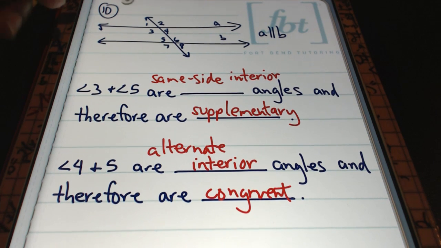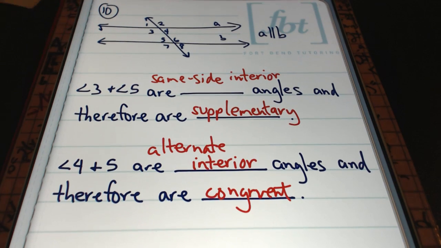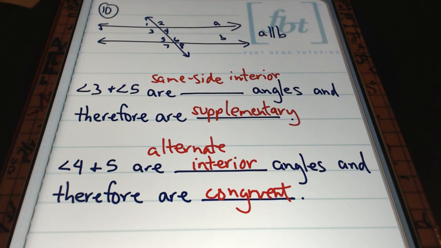But when you're dealing with same side exterior angles or same side interior angles, those angle relationships are supplementary. So they equal 180 degrees, same as linear pairs. Any two angles that make a straight line, a straight angle, those are supplementary angles. They add to 180 degrees. Amen. That's what's going on.